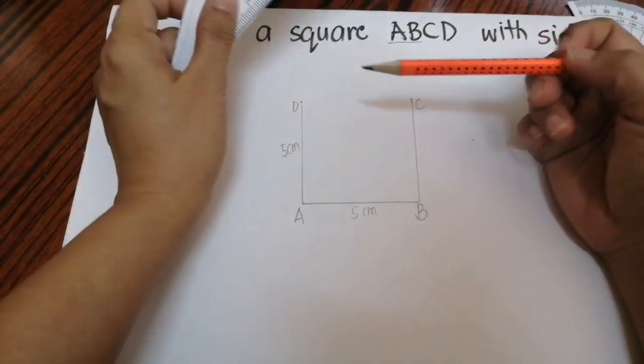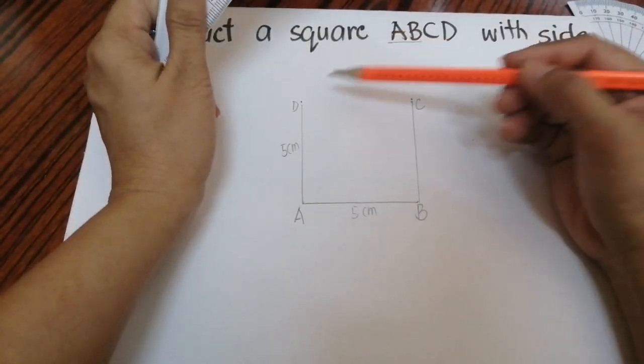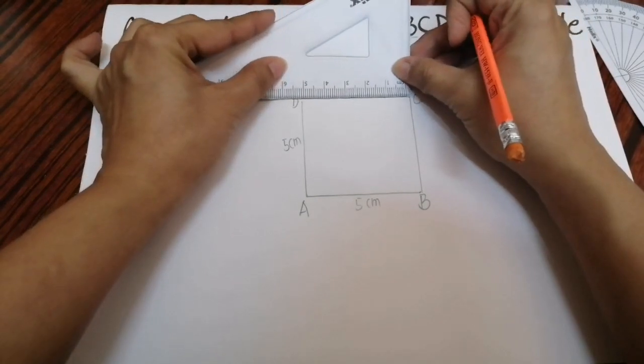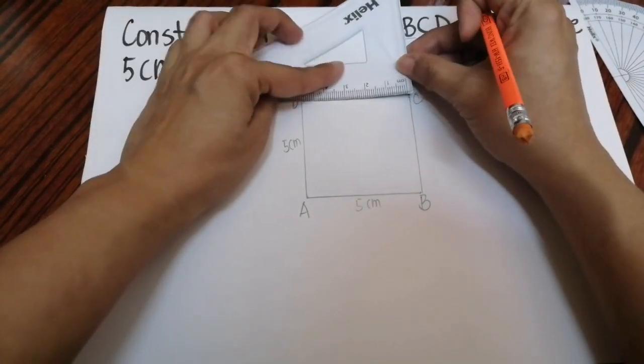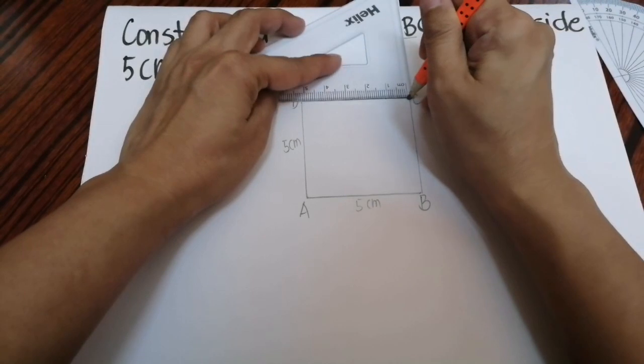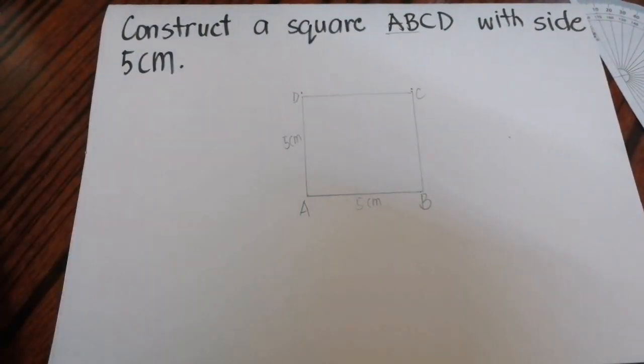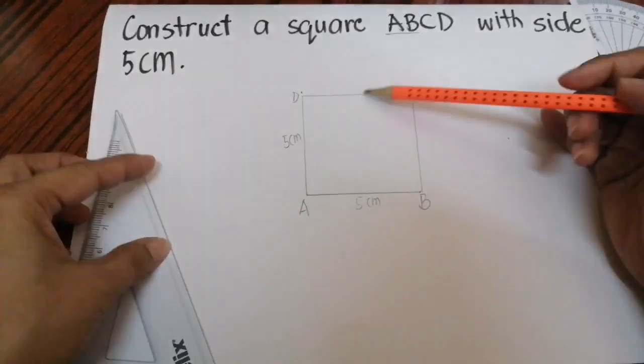And then for the third step, let's just connect to join D and C to form a square. As you can see, it's also exactly 5 centimeters. So that is your square with side 5 cm.